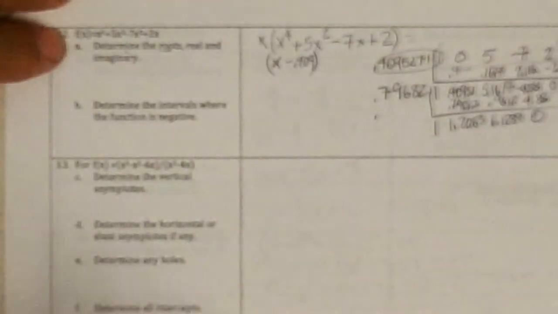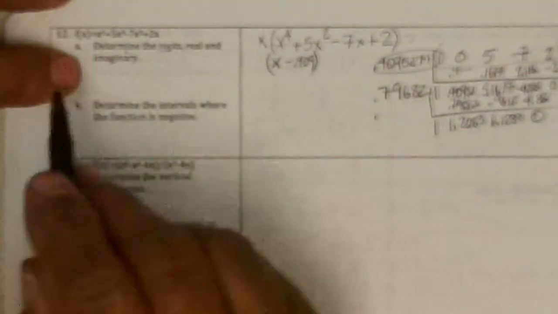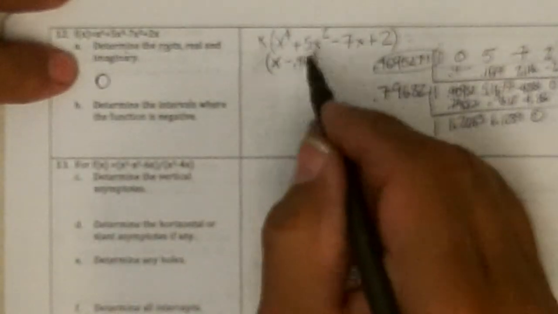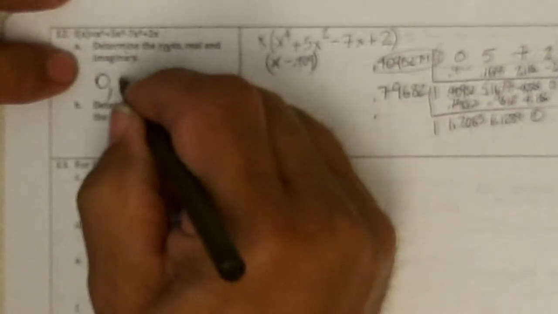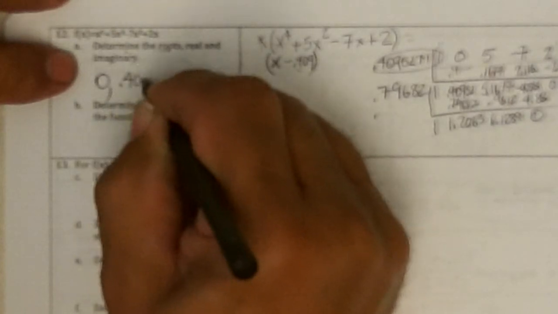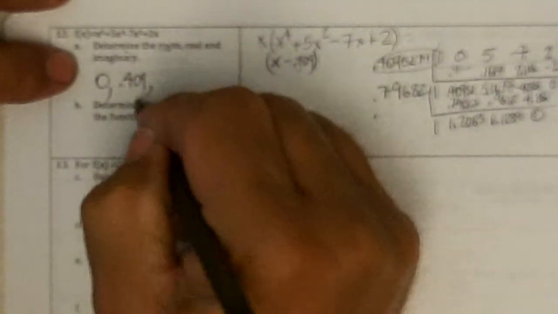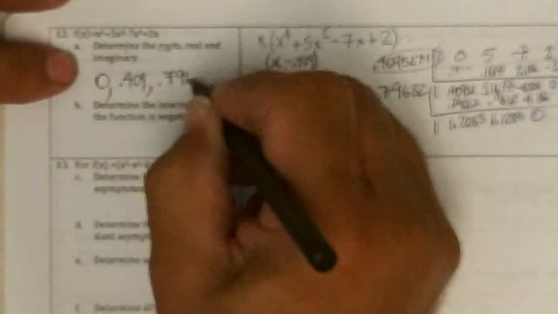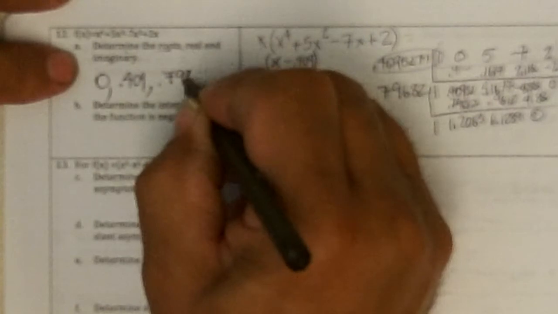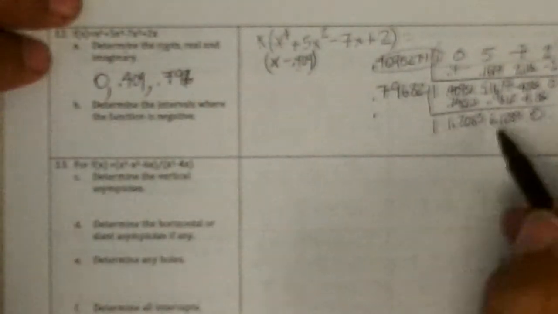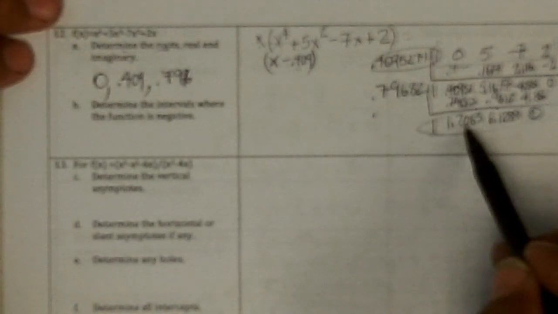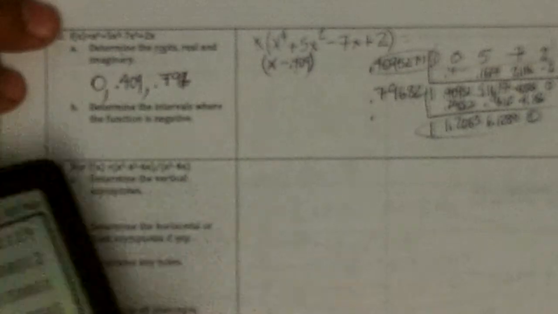Determine the roots, real and or imaginary. So I've got 0 for this one. I have positive 0.409, and I have a positive 0.7967, and then the other two must be imaginary, and I'd use that for A, that for B, and that for C in the quadratic formula to get those.